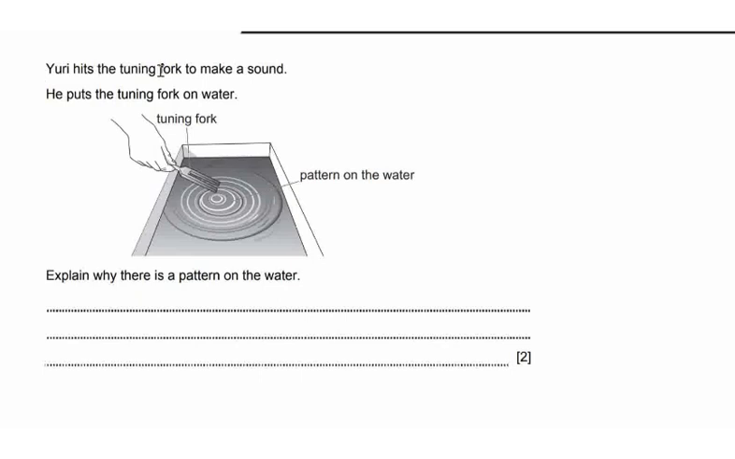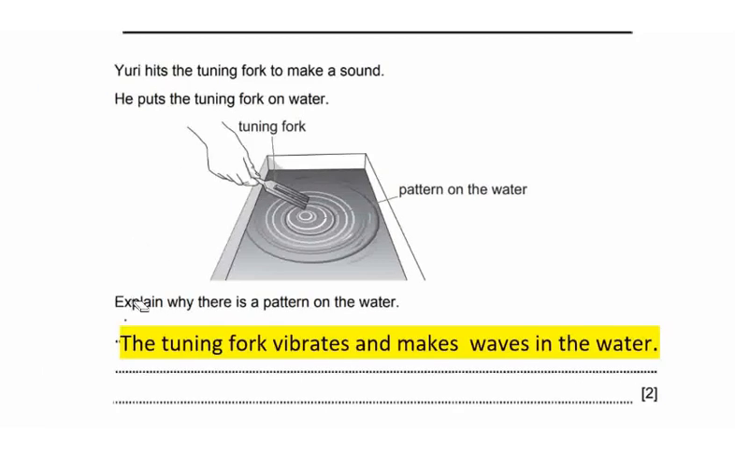Yuri hits the tuning fork to make a sound. He puts the tuning fork on water, and it makes patterns on the water. Explain why there is a pattern on the water. Well, the answer is the tuning fork vibrates and makes waves in the water.